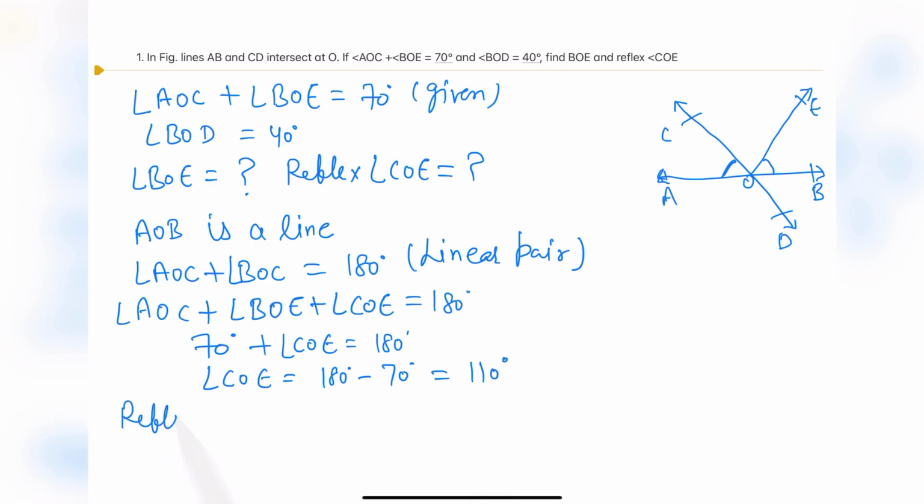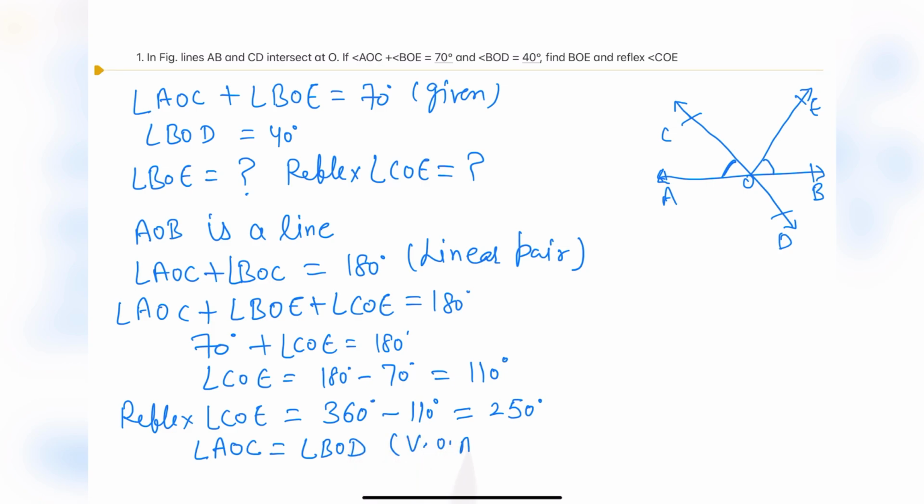But we have to find reflex angle COE. So a reflex angle is greater than 180 degrees but less than 360 degrees. So it means reflex COE is 360 minus 110 degrees. So it is 250 degrees. First part we found. Now we have to find BOE. Angle BOD is given. Angle AOC is equal to angle BOD. These are vertical opposite angles.